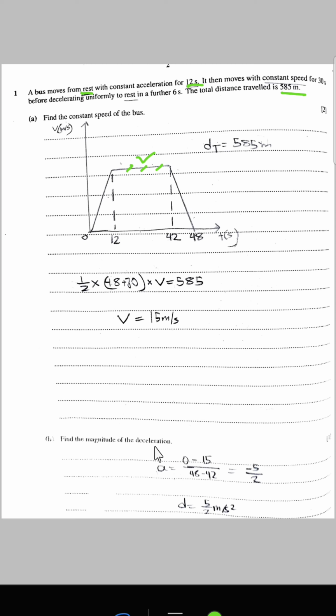Find the magnitude of deceleration. So we need to find the magnitude of this deceleration. This is a uniform deceleration, so we can use the equation acceleration is equal to final velocity minus initial velocity by final time minus initial time, and we get our answer as negative for acceleration, and for deceleration 5/2 meters per second squared. Number 2.